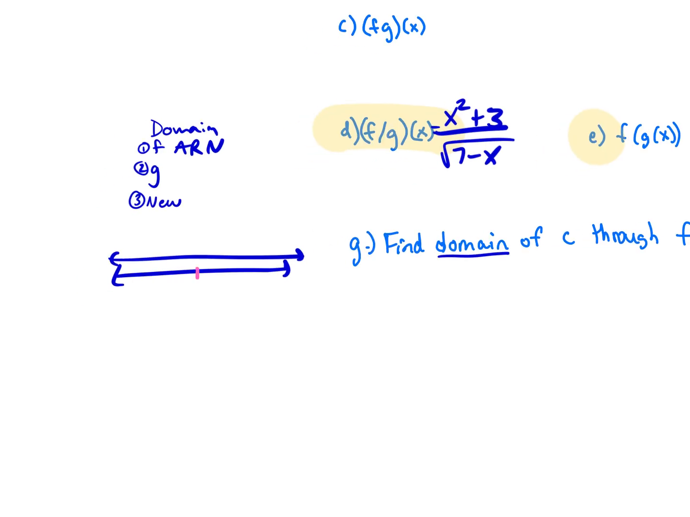So on my number line, I'll put a 7 here. It's greater than or equal to, so it'd be a closed circle. We're talking about numbers less than 7.